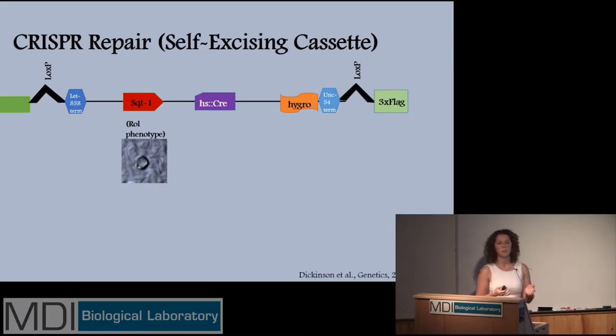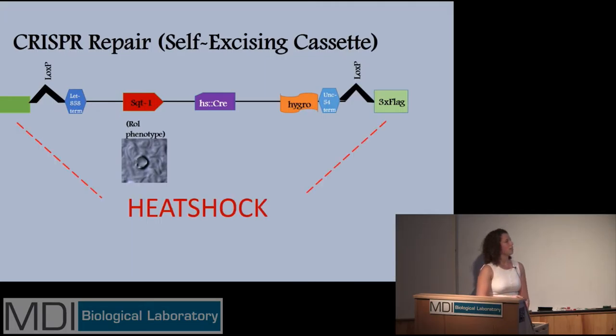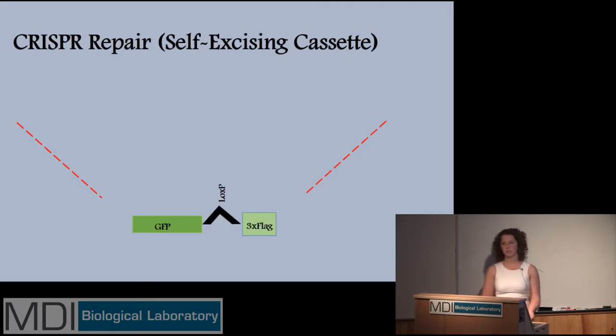And the last and probably most important part of my cassette is this Cre recombinase. And this is an enzyme that when heat shocked will take these two LOX P sites and join them together. So the only thing left in my worms is the GFP marker, a LOX P site in an intron so it's non-disruptive, and the 3' flag region.